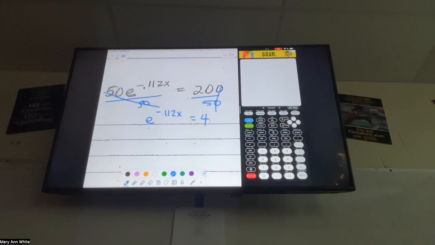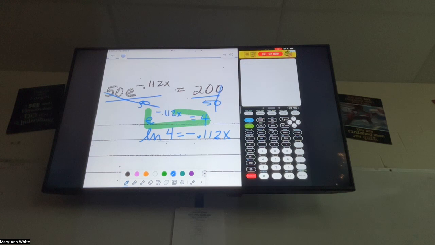Then we're gonna log roll. What do I get when I log roll? ln. ln, very good. ln of 4 equals negative 0.112x. Now, whenever you do this part in the calculator, you're welcome to go do ln first and kind of carry that decimal through.